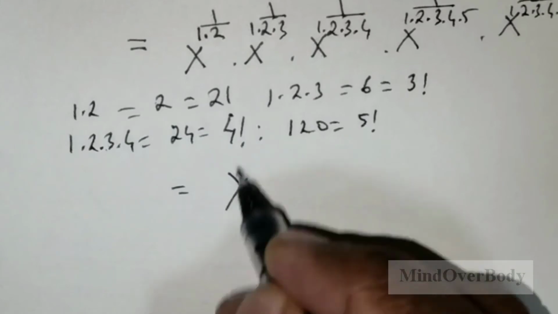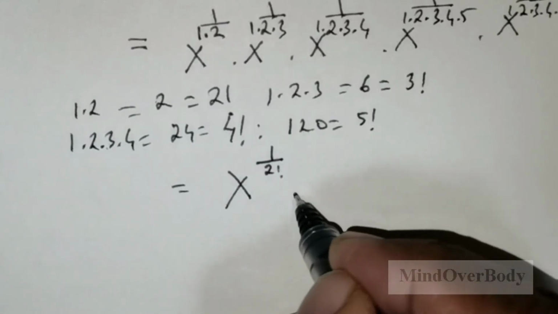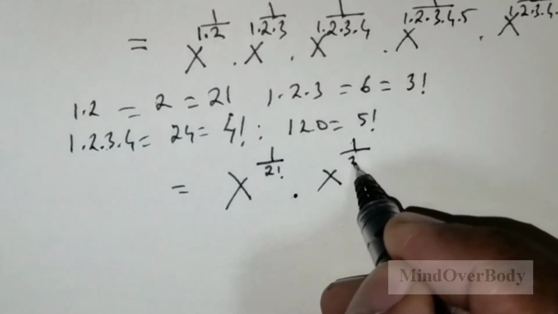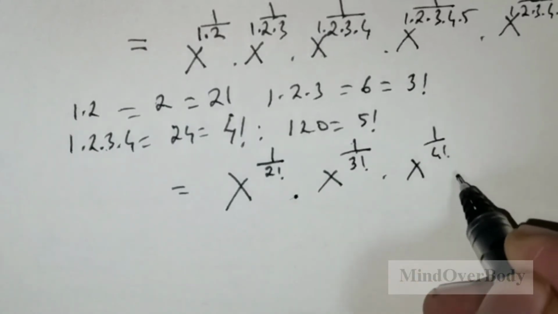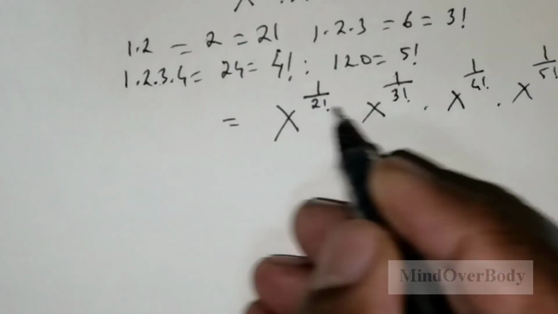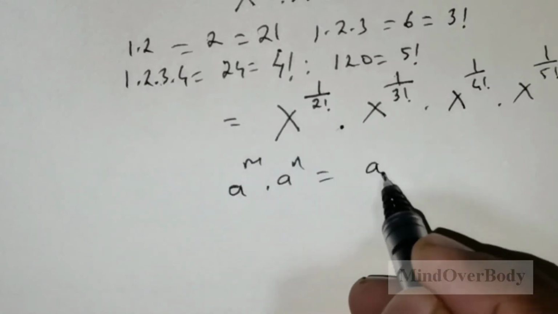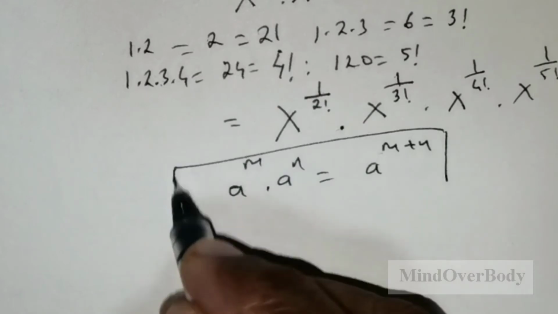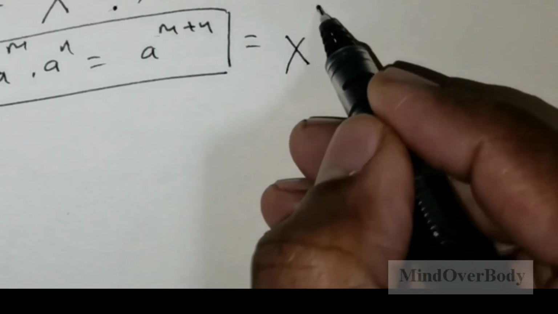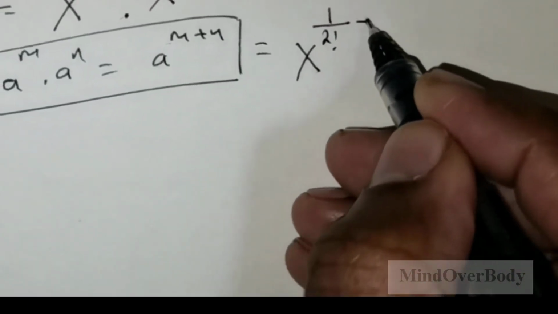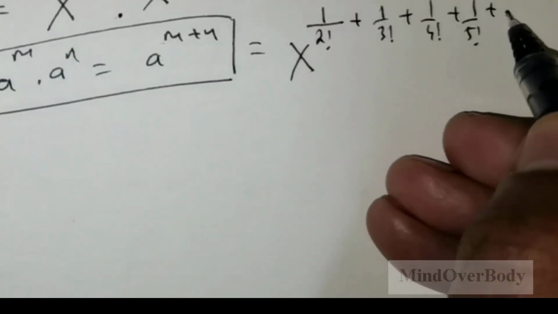So clearly we can rewrite this expression as x to the power 1 over 2 factorial, times x to the power 1 over 3 factorial, times x to the power 1 over 4 factorial, times x to the power 1 over 5 factorial. You have to know that we have studied a formula which is a to the power m times a to the power n can be rewritten as a raised to the power m plus n. So all these expressions can be clubbed and rewritten as x raised to the power 1 over 2 factorial plus 1 over 3 factorial plus 1 over 4 factorial plus 1 over 5 factorial plus etc.